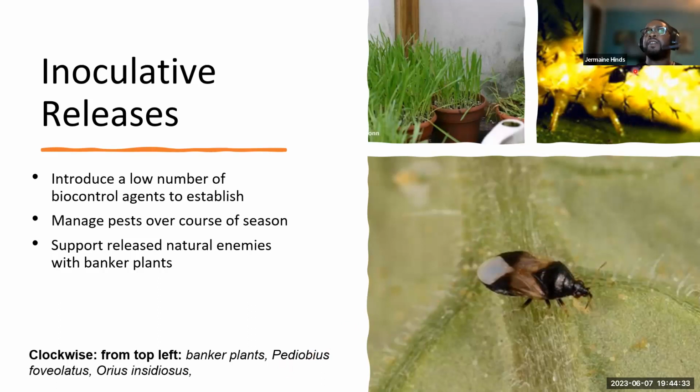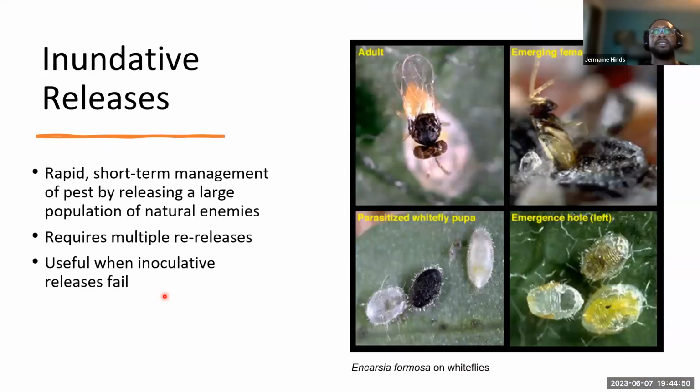So here you have an example of banker plants. This is a type of parasitic wasp that attacks Mexican bean beetles. And I'll talk a little bit about this guy, the minute pirate bug, which is available for purchase and release, and often used for soft-bodied insects like aphids, thrips, caterpillars and such.